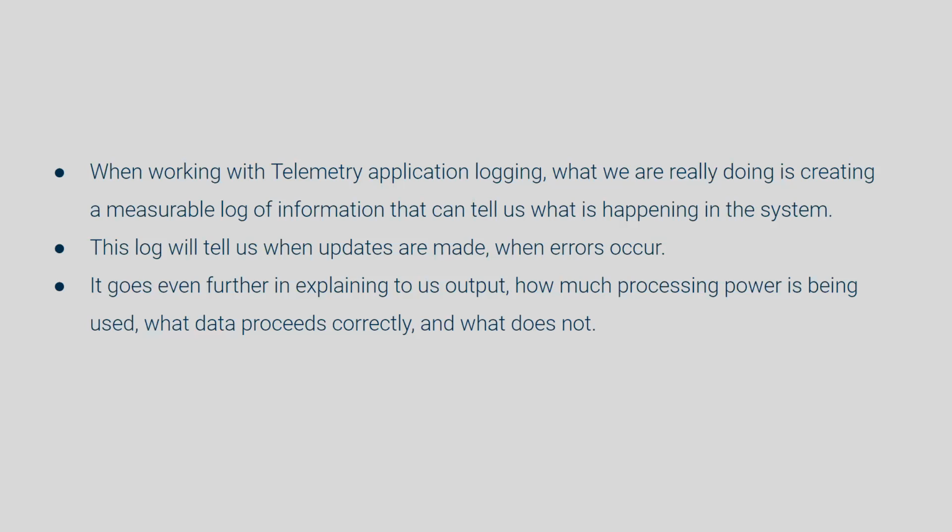When working with telemetry application logging, what we are really doing is creating a measurable log of information that can tell us what is happening in the system. This log will tell us when updates are made and when errors occur. It goes even further in explaining output, how much processing power is being used, and what data proceeds correctly and what does not. This is very important because when it comes to any application or any type of product that we are making or system that we are setting up, it's good to see how much processing power is being used and what is happening.